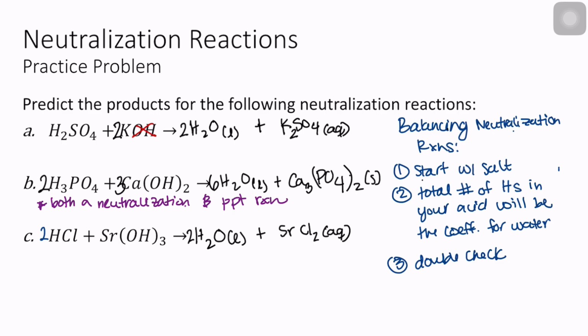All right, go ahead and double check. Make sure that we have the right amount of hydrogens and oxygens. And as I'm looking at this, there's a typo. Strontium is in group 2. So this should be a 2 right here, not a 3. I apologize for that.